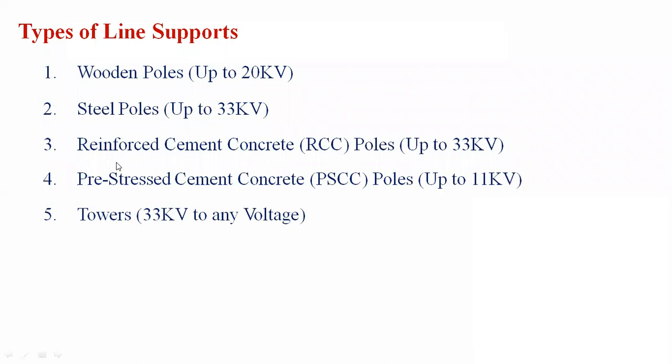RCC pole means reinforced cement concrete pole, and PSCC pole means pre-stressed cement concrete pole. Wooden pole is used up to 20 kV, steel pole up to 33 kV, RCC pole up to 33 kV, and PSCC pole up to 11 kV. Towers are used from 33 kV, beyond 33 kV up to any operating voltage, up to 765 kV. The towers are used for 66 kV, 132 kV, 220 kV, 400 kV, and 765 kV.